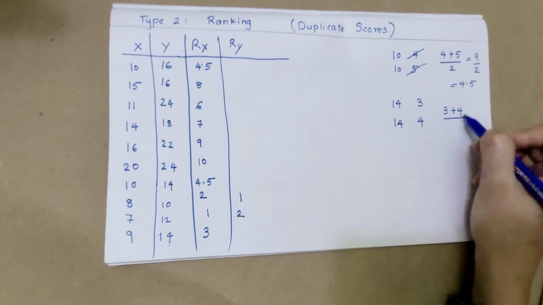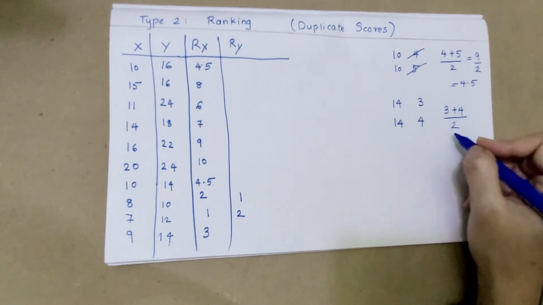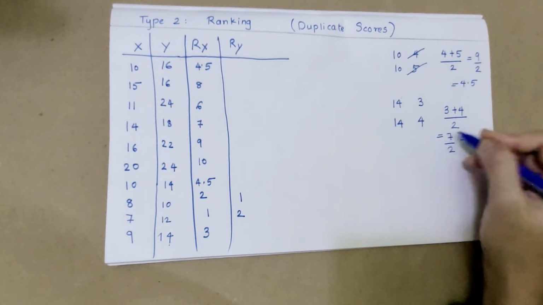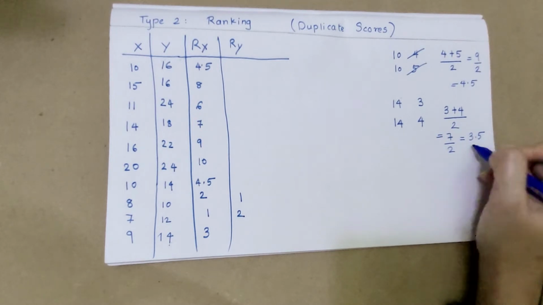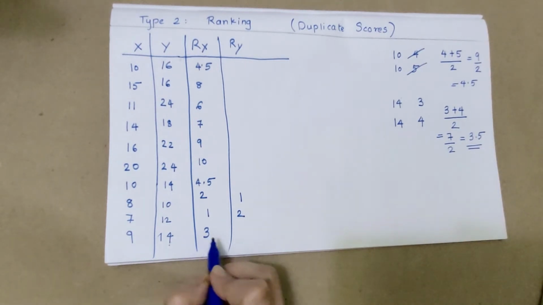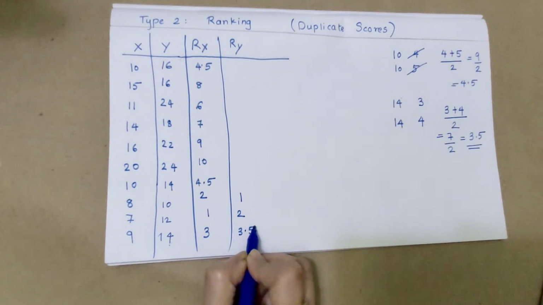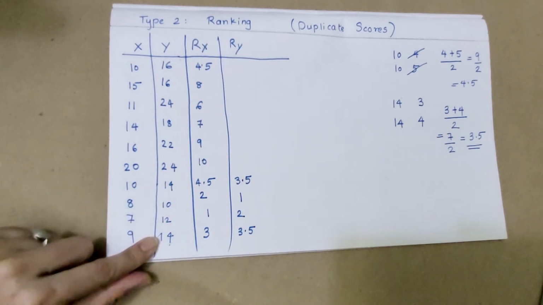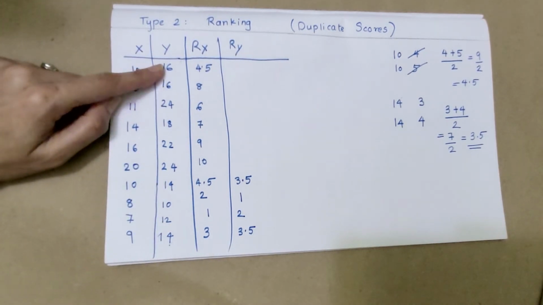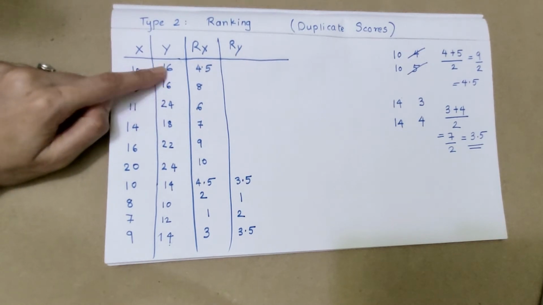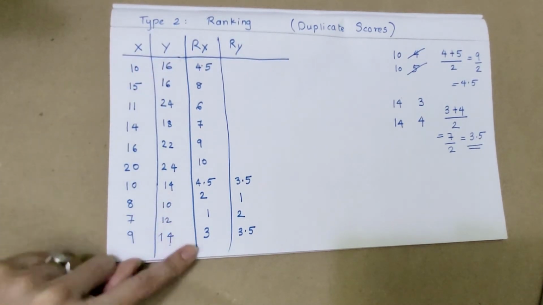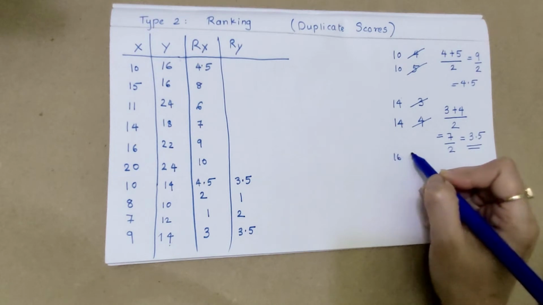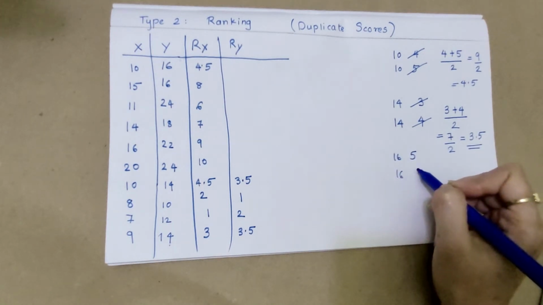So 3 plus 4 divided by how many 14s are there? 2. So this is 7 by 2, which is 3.5. Now you will see 14 is going on 3.5 and the next 14 is also going on 3.5. Now which is the next element which is greater than 14? 16. And we see that 16 is repeating. So what is the next rank allocated to 16? 3 is gone, 4 is gone, 16 is coming on 5 and another 16 is coming on 6.